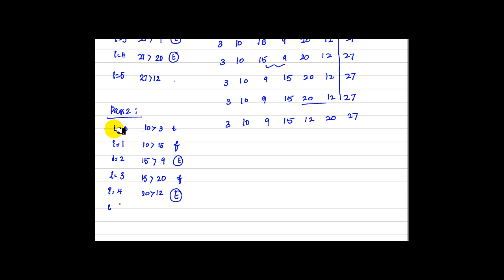Now we have i equal to 5. We check whether 20 is greater than 27. The condition is false. So the element doesn't get interchanged in this pass. So we have come to the end of the pass. The passes run till n minus pass, where pass is 2, so 7 minus 2, which is equal to 5. So the fifth position we stop. So this is the end of pass 2.